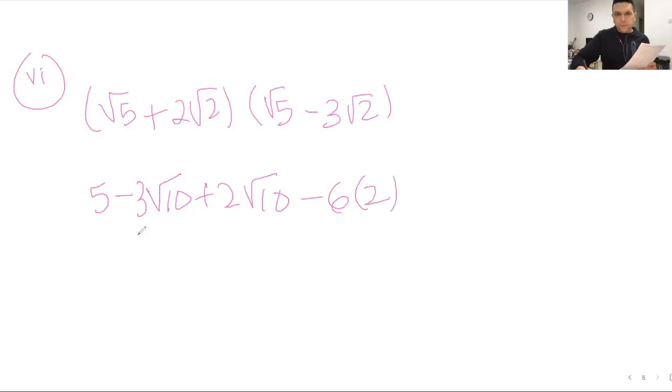So we have 5. This right here, negative 3 square root of 10 plus 2 times the square root of 10, becomes negative 1 square root of 10. And then minus 12, right? And then we just have 5 and negative 12. That's going to be negative 7 minus the square root of 10.